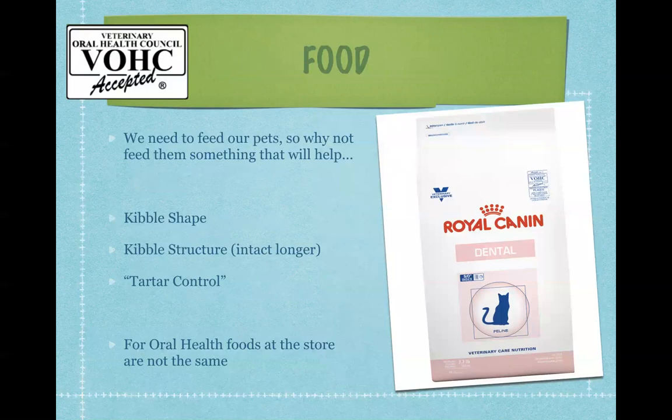So food, if we start with the simple ones, we always have to feed them anyway, so why not feed something that will help? So this Royal Canin food, as an example, has a VOHC seal. It has a different kibble shape, a different kibble structure that allows it to stay intact longer as the pet chews, and it has a tartar control effect. Oral health foods at the store are not the same.